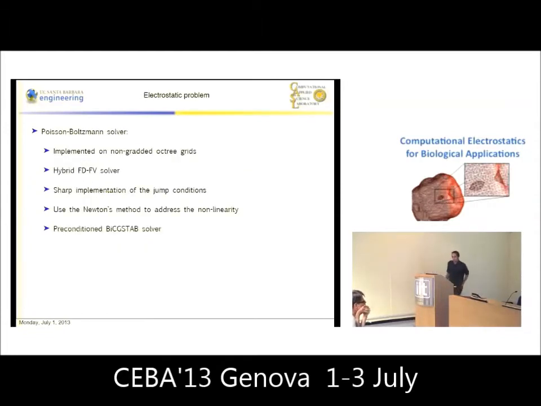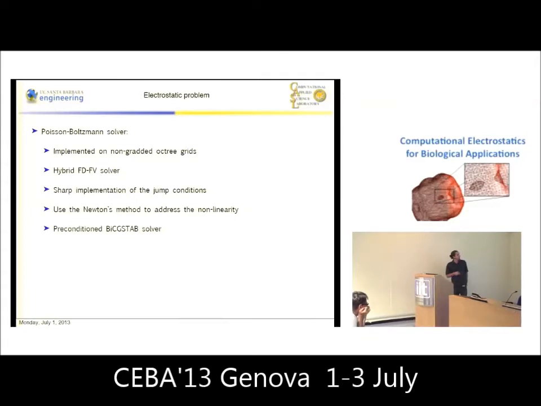So let me talk about our Poisson-Boltzmann solver. I just want to start by giving you a quick overview of the method, and then we'll talk about some of these points in more detail. First, our method is implemented on octree grids like Alexander did. This method is a hybrid method using finite differences and finite volume methods. We were able to come up with a sharp implementation for the jump condition, so that the jump conditions are implemented exactly at the interface, considering that there are two different dielectric constants in each domain.